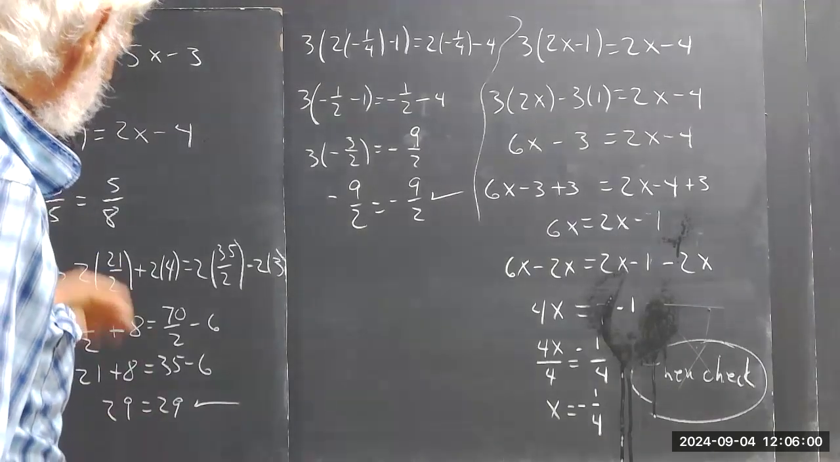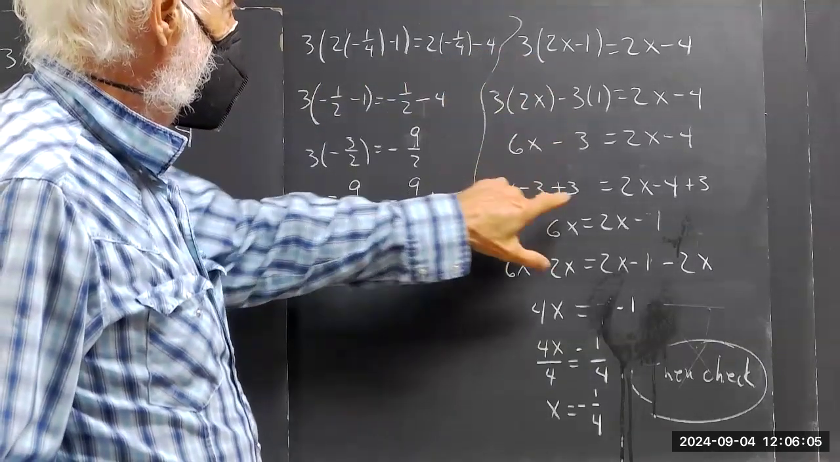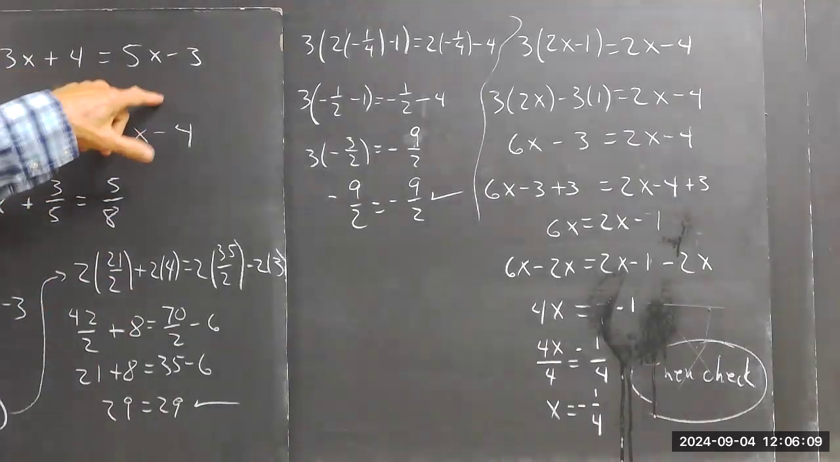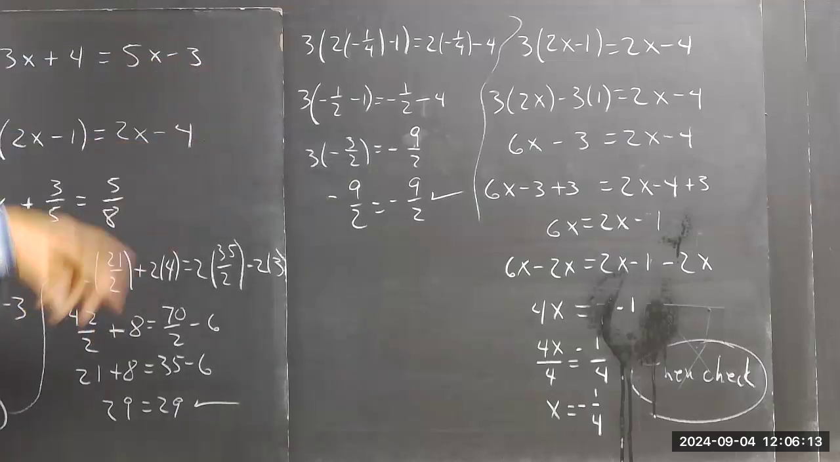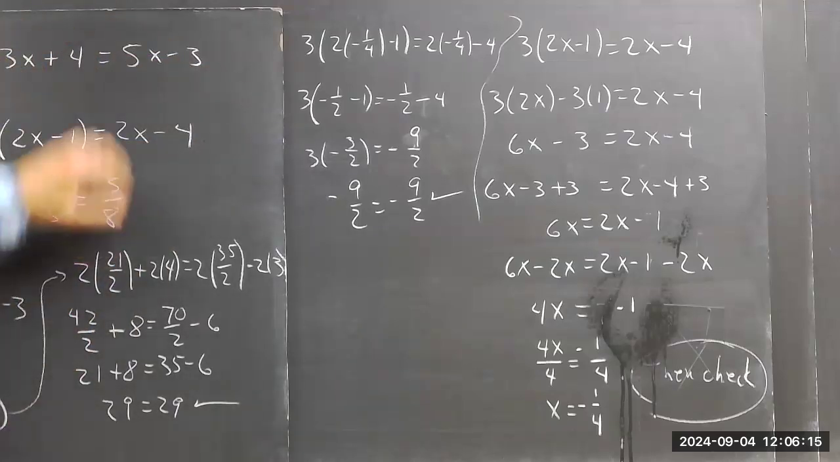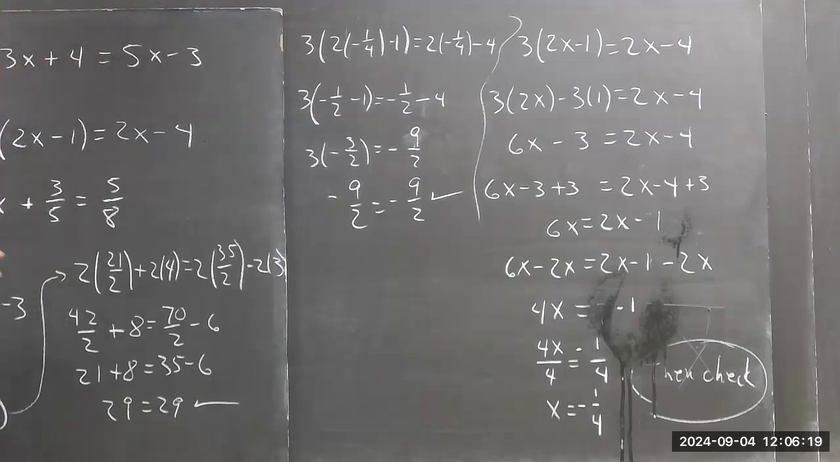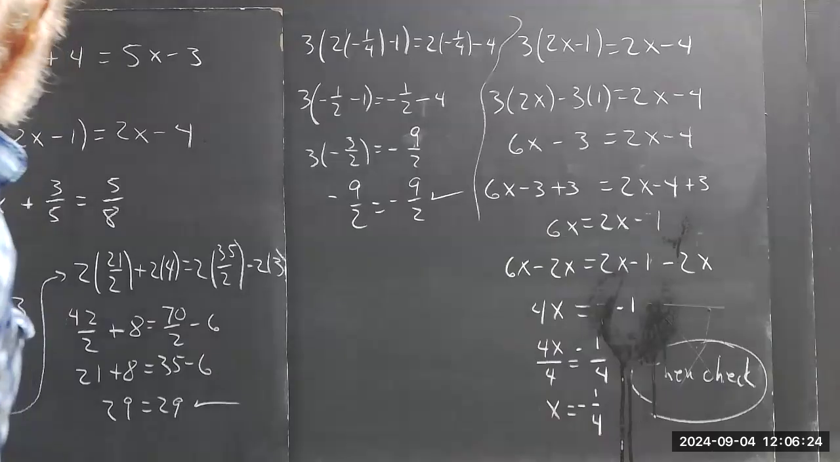So again, what we want to see is that after we do the distributive law, we get something that's very much like the first equation. All you got to do is take whatever number you got here and subtract it from both sides. And then whatever multiple of x you have here, you subtract that from both sides. And you get something like 4x equals -1.